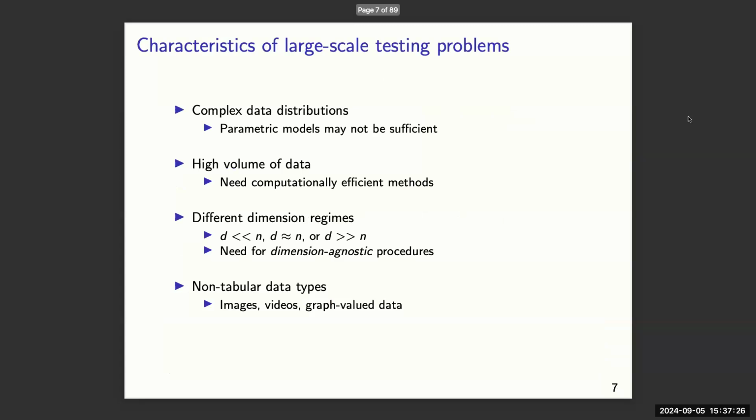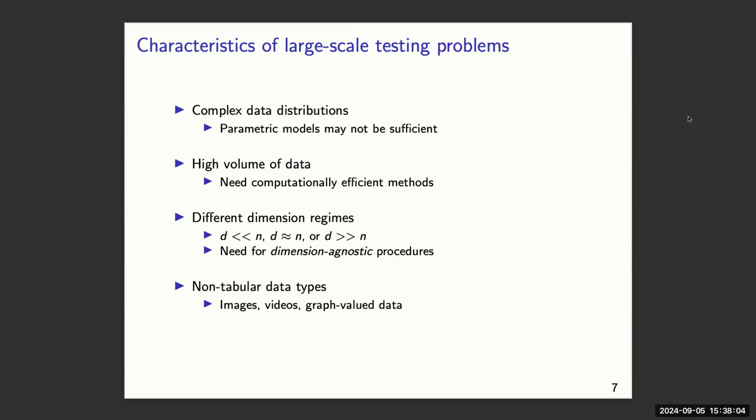Okay. So here are some characteristics which are more common in modern large-scale testing problems. The first one, as I already mentioned, is that oftentimes we have to deal with data distributions that are quite complex, and they cannot be adequately represented by some parametric finite dimensional probability model. So we need to develop methods that can work in non-parametric scenarios. Another important property is that we often have to deal with really high volume of data, or equivalently, the sample size n is quite large. And to deal with that, we need to develop methods that are computationally efficient, or at least computationally feasible.